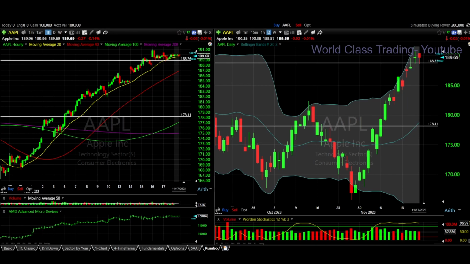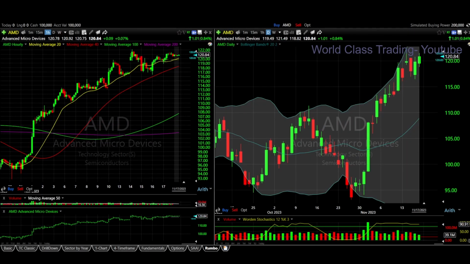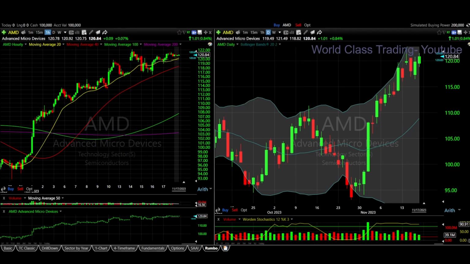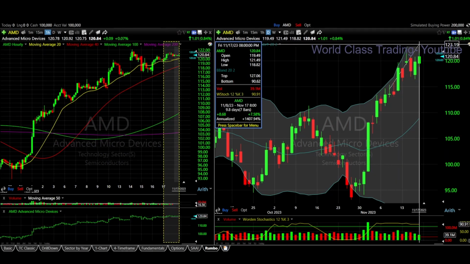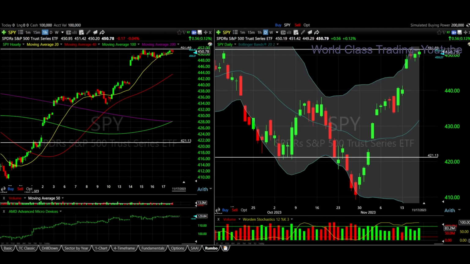Now, how to know exactly where AMD is going? AMD, same thing. AMD is above the moving average of 20, so it's just going to keep increasing, and it is also going upwards. As you can see, it broke the middle line, so it's just going upwards, reaching the edge constantly, and it's just going to keep going upwards.